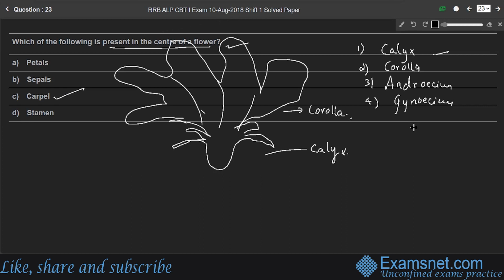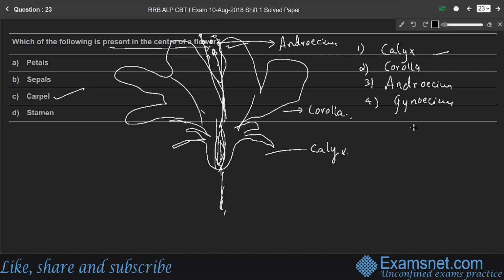The third part is androecium, which is the male reproductive system. The floral leaves here are stamens. So the male part is this part, stamen, which is the androecium part. And the fourth part is gynoecium. Gynoecium is the female reproductive organ, so this part is gynoecium.